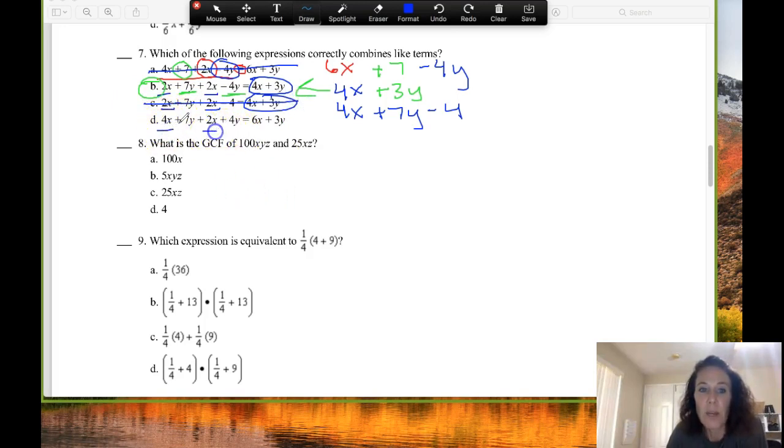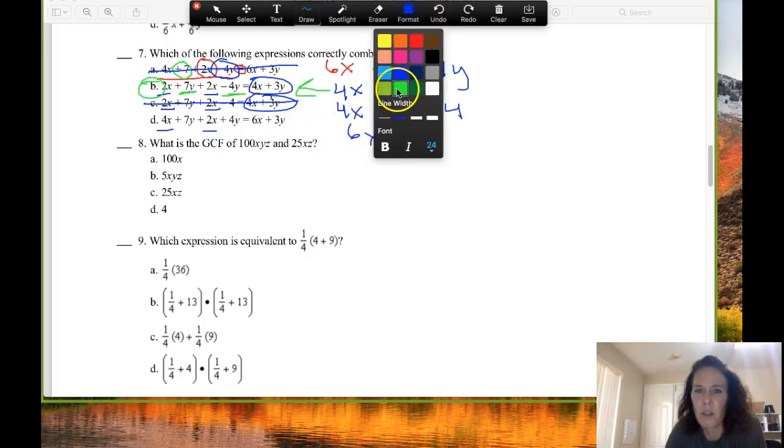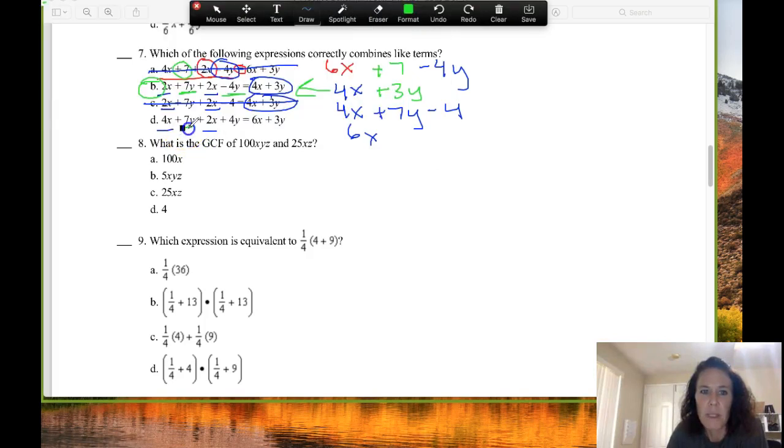No, not that one. And then check this last one. 4x's and 2x's give me 6x's. And then I was changing colors for the next term. 7y's plus 4y's, so 7, 8, 9, 10, 11 y's. 6x plus 11y's is not this, so that's a no. That is not true. So it's B. All right, on to the next one.